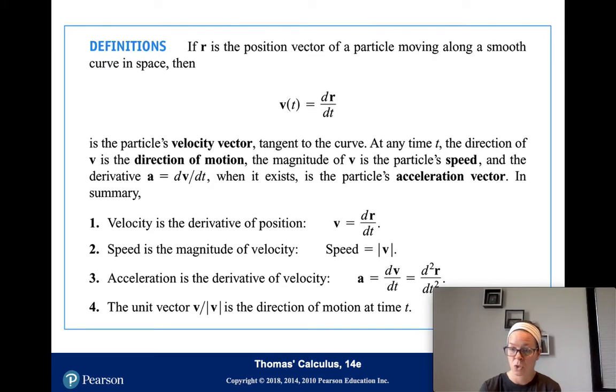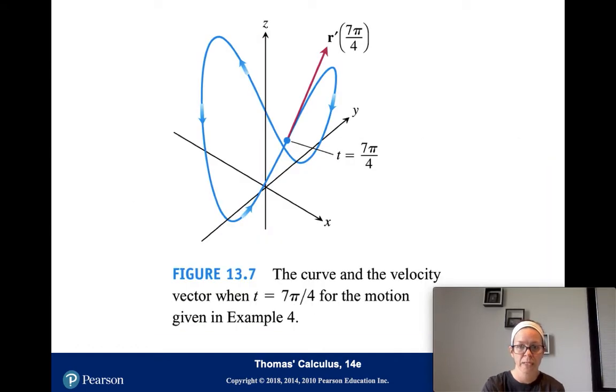Speed is defined as the absolute value or the magnitude of velocity. And when we think about magnitude for vectors, we're not just thinking about absolute value in the sense of make everything positive. We're thinking about length, finding the length of that vector. So the speed is the length of the velocity vector, I should be specific there. Then acceleration is the derivative of velocity, or the second derivative of position. And we can find a unit vector by taking the velocity vector and dividing it by the speed. And we'll do an example of that.